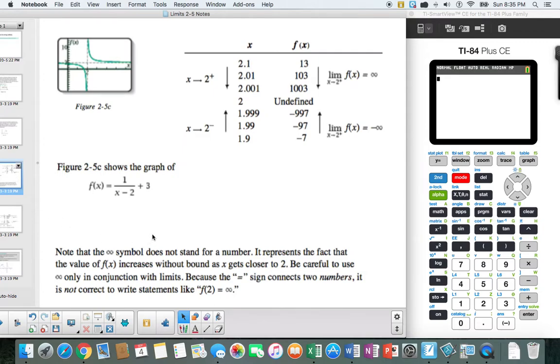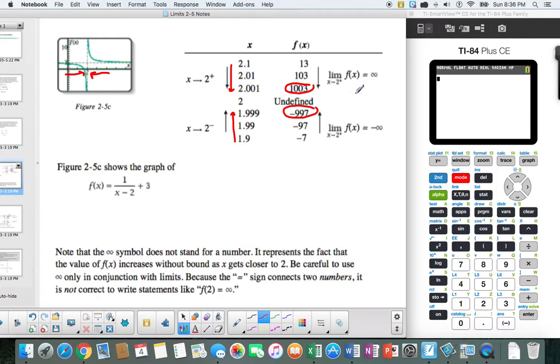All right, let's take a look at a model. This is our graphical model, and you can see as x approaches 2 from the right-hand side, we're getting closer and closer to the number 2 here, and our y values are getting larger and larger. And if we approach from the other direction, so as x gets close to 2 from the left-hand side, again we're getting closer and closer to 2 here, you can see the y values are becoming more and more infinite in the negative direction.